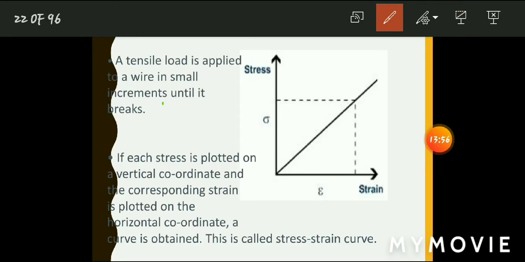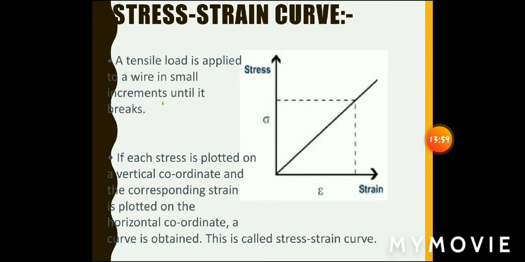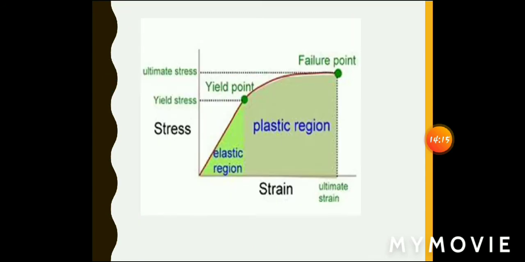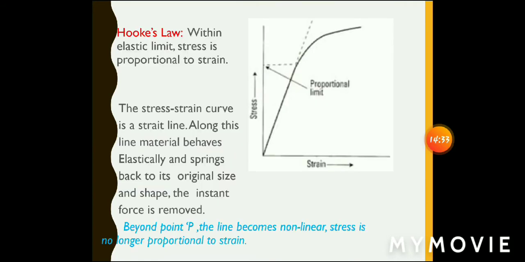So this is a stress strain curve. A tensile load, as I said, has been applied to a wire in small increments until it breaks. If each stress is plotted on a vertical coordinate and the corresponding strain is plotted on the horizontal coordinate, a curve is obtained. It is called the stress strain curve. So this green portion will indicate the elastic region, the plastic region in lighter gray shade. In this graph there is little confusion because he has not given any elastic point and has given only the yield stress, ultimate stress and failure point.